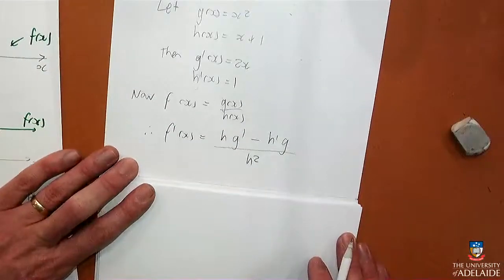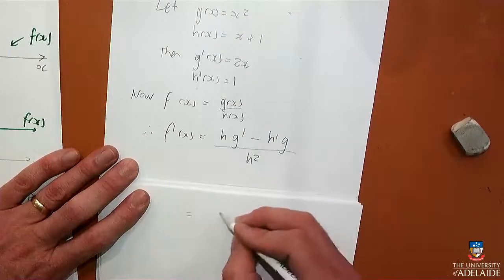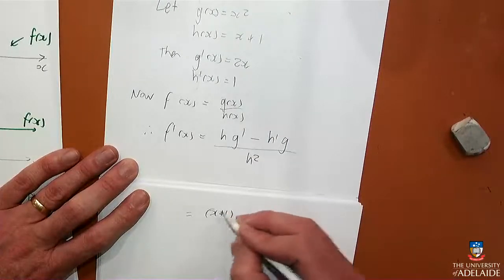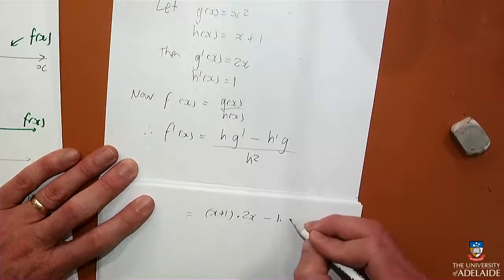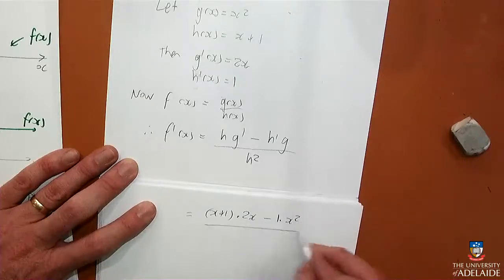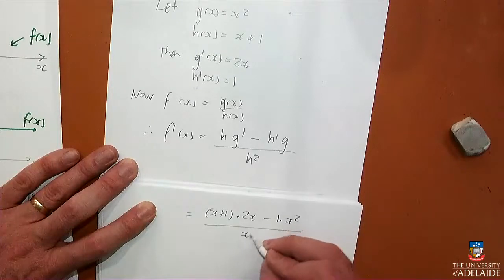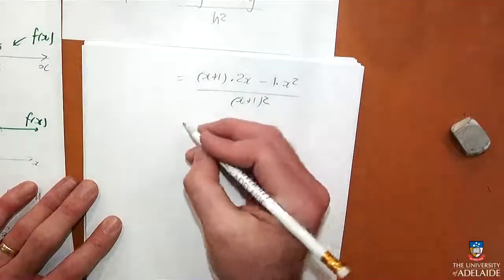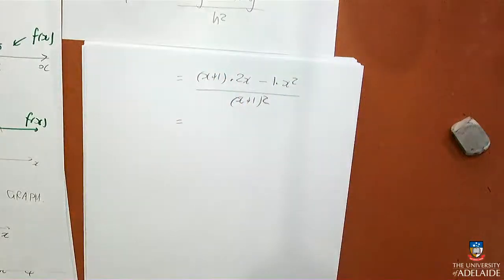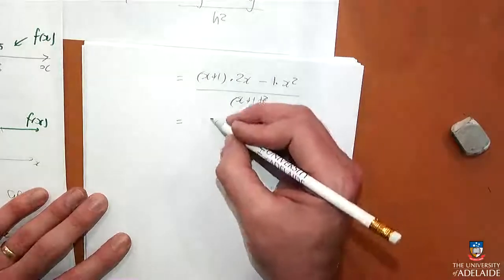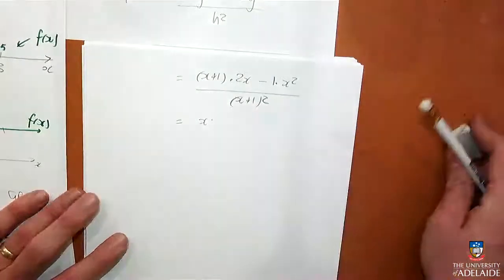Now what was all these things? h was equal to x plus 1, g dashed was 2x, h dashed was 1, g was x squared over x plus 1 squared. Okay. And it is useful to sort of try and simplify a numerator. It's almost never a good idea to expand out a denominator, so I'm just going to leave that as it is. So let's see, x plus 1 times 2x.